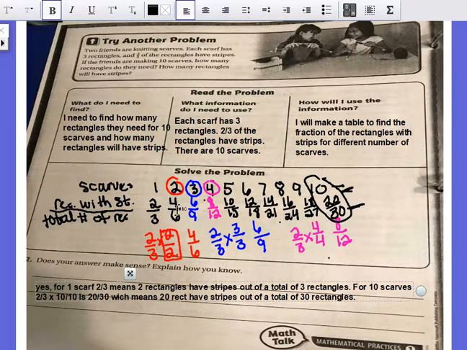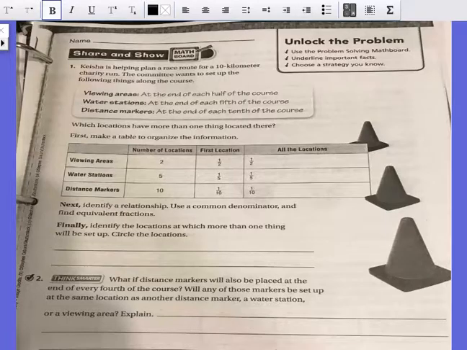Then when there were 2 scarves, there were 4 with stripes out of 6 total rectangles. Then I went to the next one, 2/3 times 3/3, and I just worked my way all the way to 10. So I figured out in the end that there were 20 rectangles that had stripes out of the total number of 30 rectangles. Okay, let's see, we'll do this page here.